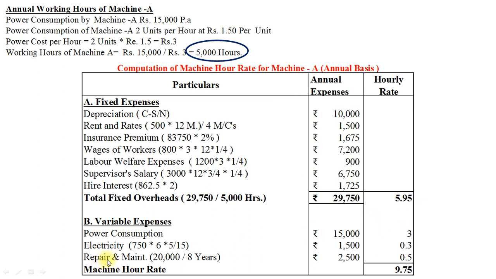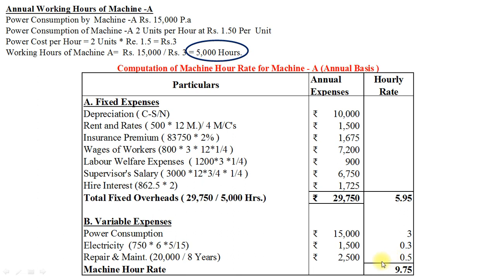Then repair and maintenance 20,000 rupees during life of machine divided by life of machine A 8 years. So it amounts to rupees 2,500, and 2,500 divided by machine hours 5,000. So per hour it would be 0.5.